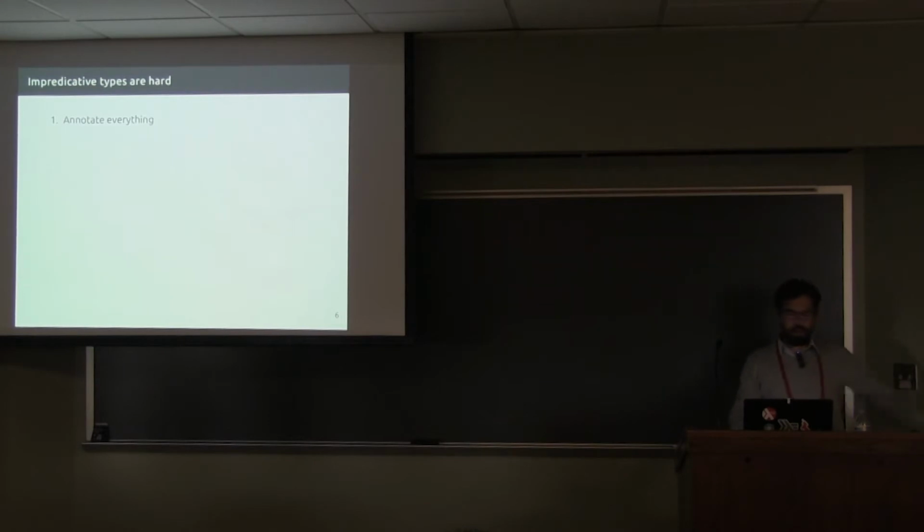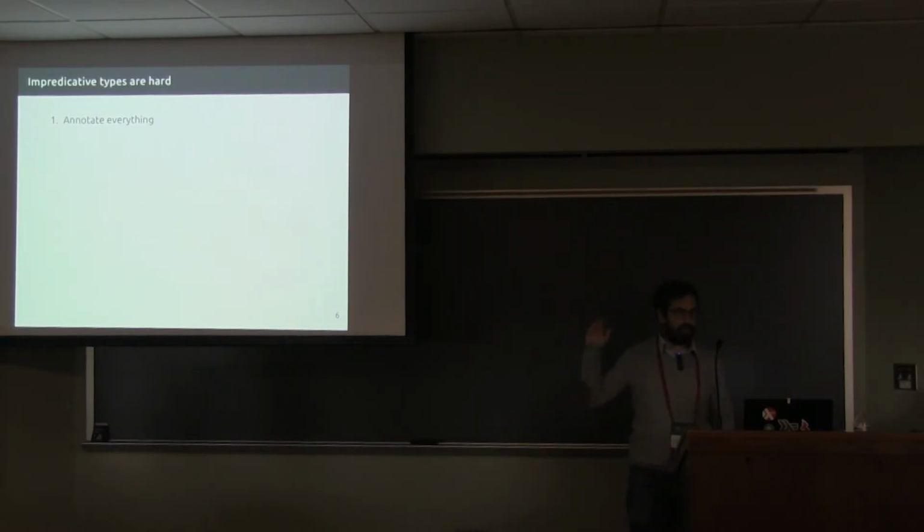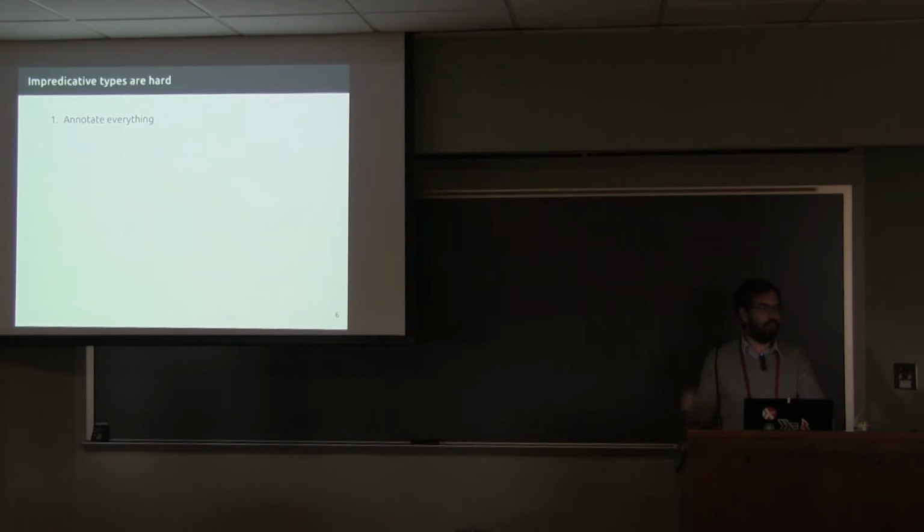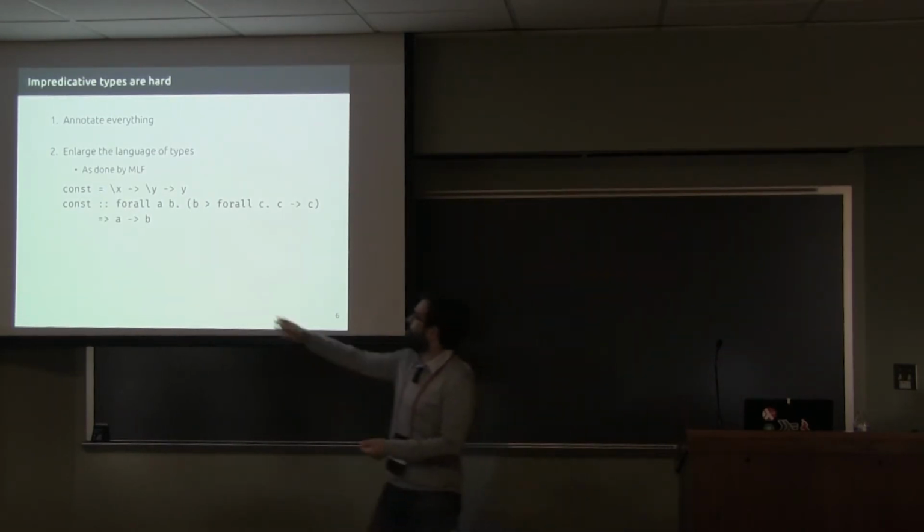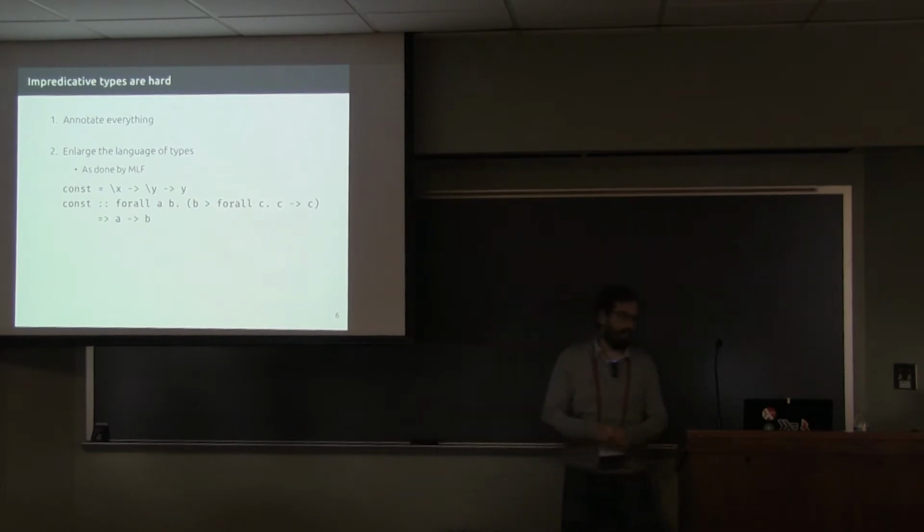So in general, impredicative types are quite hard if you want to use this all the time. And I will show you the reason why it's hard, why I started talking about this. Just to be clear, people have come up with many solutions. Some people say, okay, if you want to do this, just annotate everything, because otherwise it's too hard, and you'd better be explicit. Some people decided, okay, we need even more complicated types, and there is something called MLF, which says, okay, we can have types which have greater than and things like that.